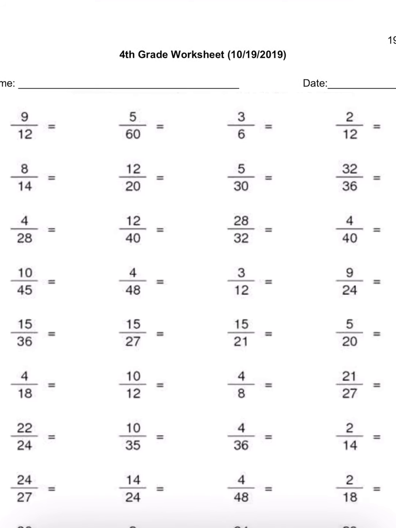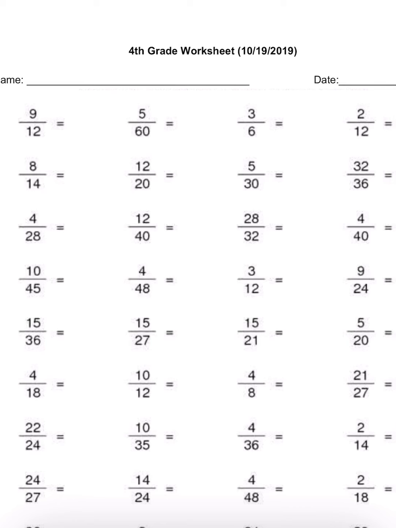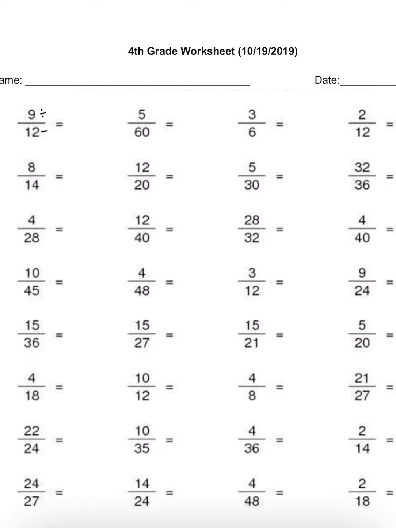So the first worksheet asks us to simplify these fractions, and in order to do that we have to find the greatest common factor. In other words, we have to find the number that both the numerator and the denominator are divisible by. So if we look at the first question, it asks us to simplify 9 over 12. Both 9 and 12 are divisible by 3, which is the greatest common factor. And when you divide both numbers by 3, you get 3 over 4, and 3 over 4 would be your answer to the first problem.